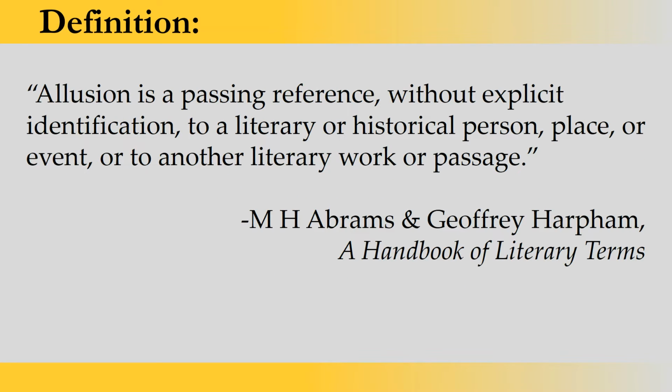Next definition we have from A Handbook of Literary Terms edited by M.H. Abrams and Geoffrey Harpham, and they say allusion is a passing reference without explicit identification to a literary or historical person, place or event, or to another literary work or passage. Now this definition expands the scope of the term allusion, and you have here literary works, literary persons, historical events, historical personages appearing from one text to the other text, or events which actually happened in literature or in history. So you can understand that in history the events also are alluded in literary works.